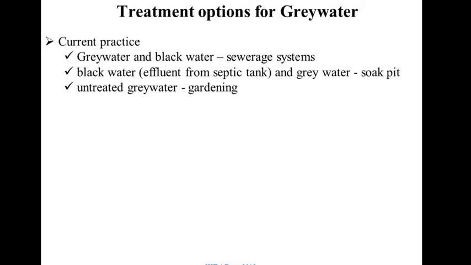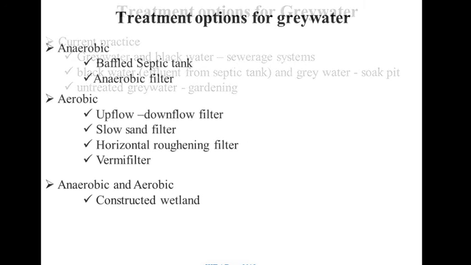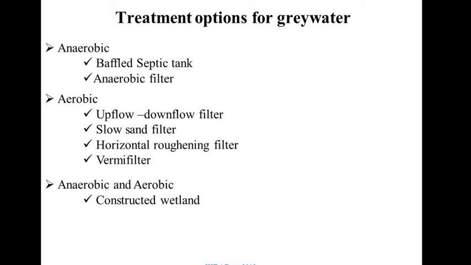So the treatment options for grey water: in current practice, grey water and black water go to the sewage system, and commonly we can treat all the water. Black water effluent goes to the septic tank and grey water to a soak pit. Untreated grey water can also be used for gardening. So currently these are the options used for the treatment of grey water: either a sewerage system which transports the sewage to the disposal point, or a septic tank and soak pit, or use for gardening. These are some of the treatment options for grey water.